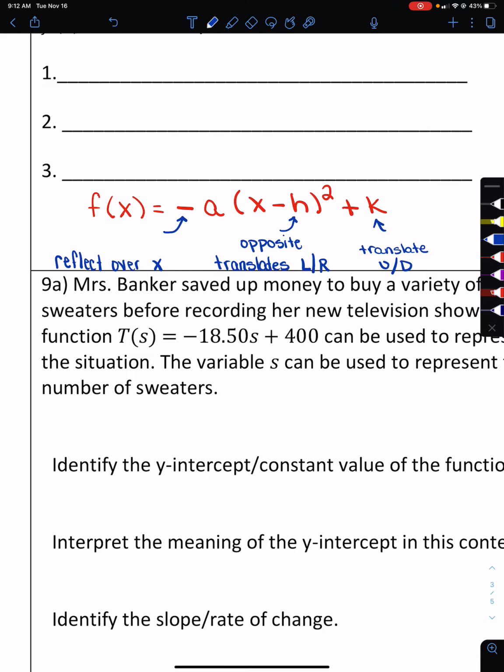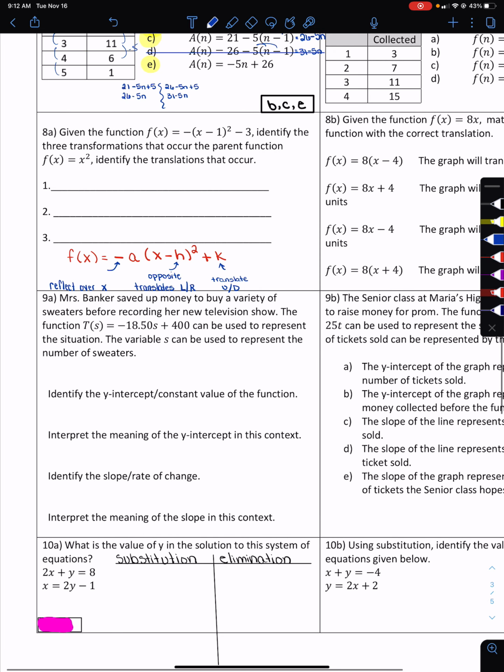So now let's go look at this equation and see if we can make sense of any of this. All right, so there is a negative a value, even though we don't put it, it is a 1. So that one reflects over the x-axis.